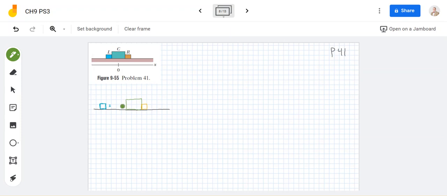Now, we don't know what these are, but we know that the relative velocity is 3. That means this one could be moving at 1 and this one at 2, or this one at 1/2 and this one at 2.5. But the difference between their velocities is going to be 3. So that's important, okay?